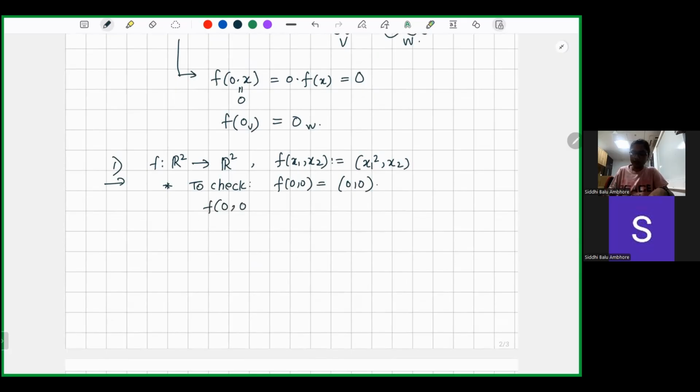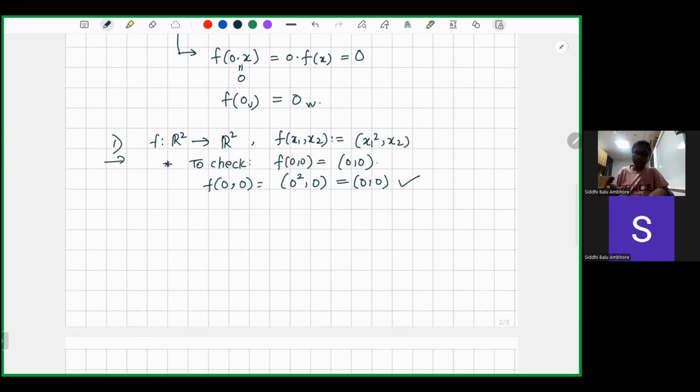F of (0, 0) is going to (0, 0) squared, which is indeed (0, 0). So the first condition is satisfied. So this zero condition is satisfied. And now we will check the first condition.